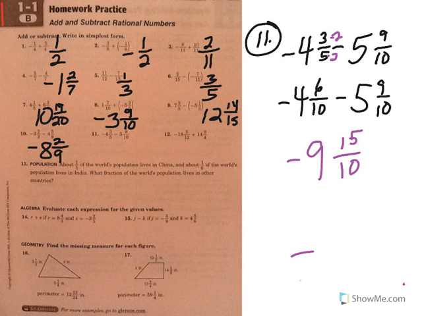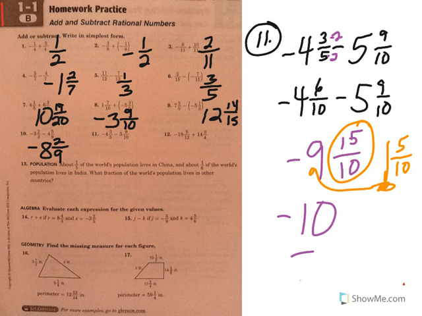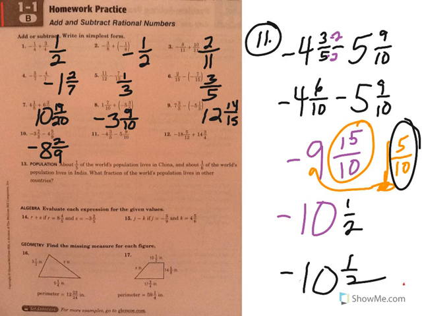So we have to add on a negative here, negative 10, because this is 1 and 5/10. So we just take that 1, put it on with that, make it a negative 10. And then we have 5/10 left over. 5/10, of course, is 1/2. So the answer is negative 10.5.